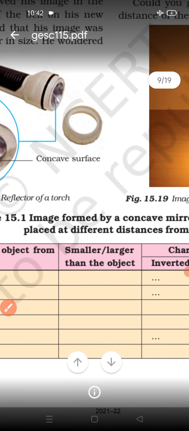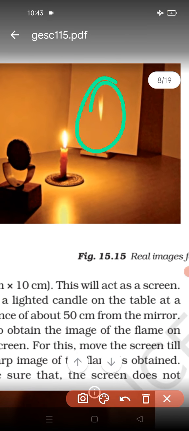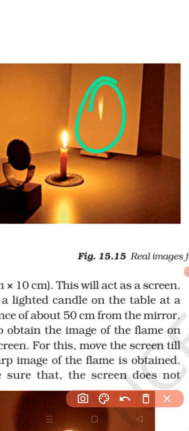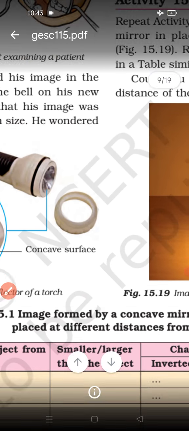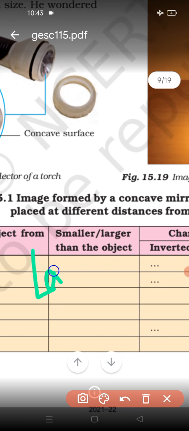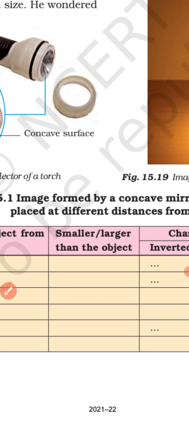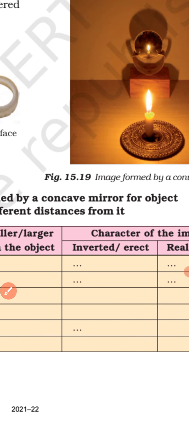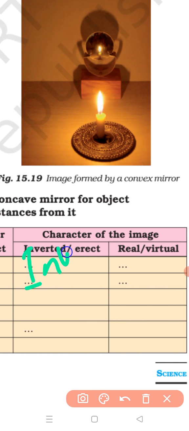As you can see, the size of this image is larger than this object. So you have to write here, you can use a pencil, larger than the object, in the second column of the first row, 50 centimeter. Next, character of the image: inverted or erect? As I have mentioned already, it was inverted. Next, real image or virtual image?